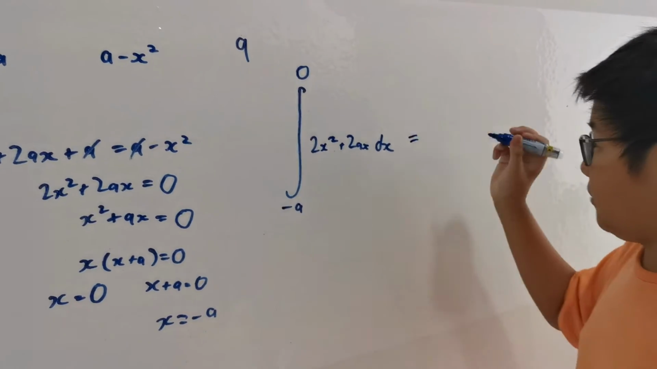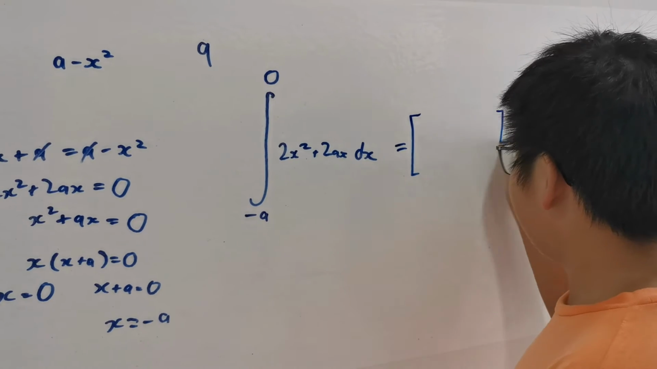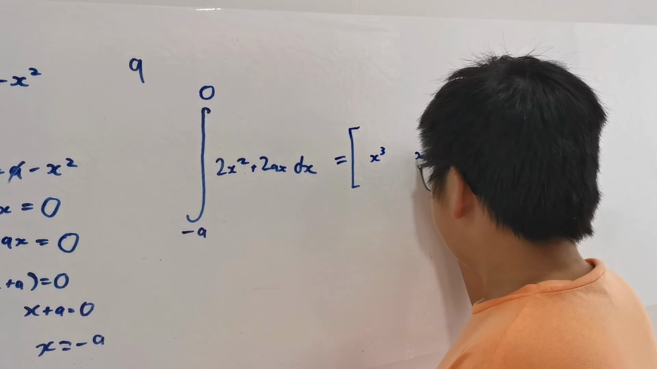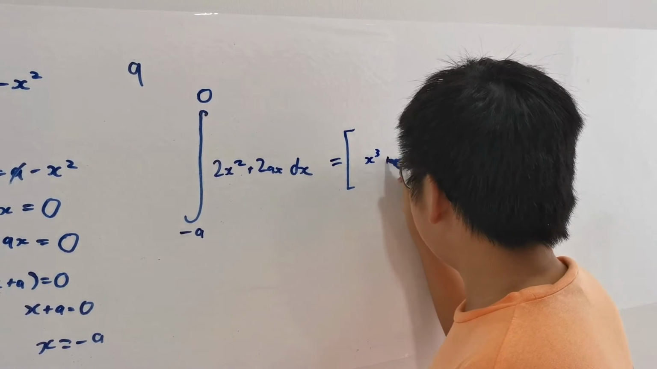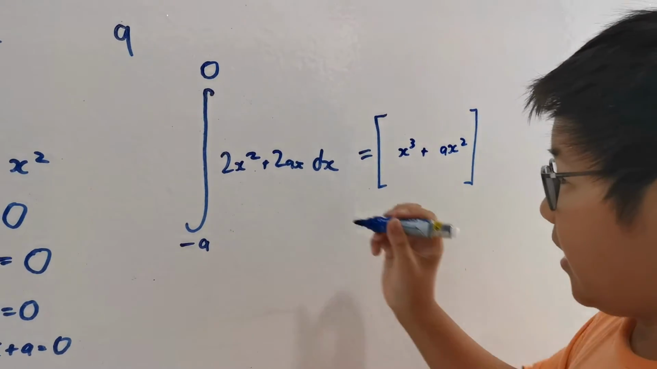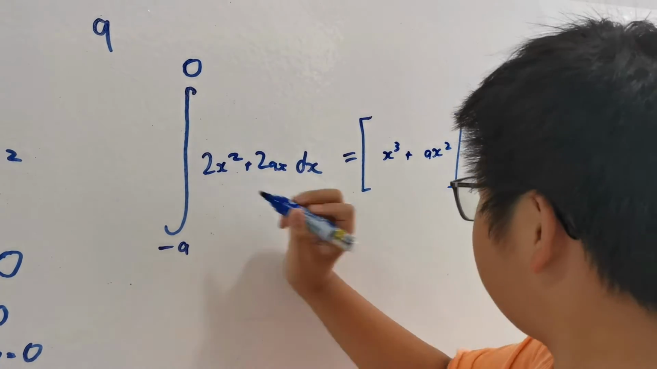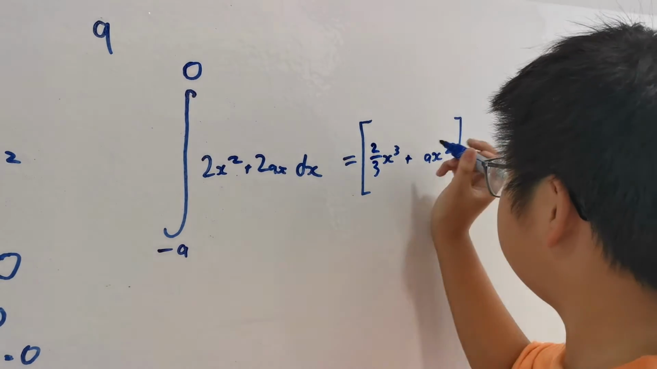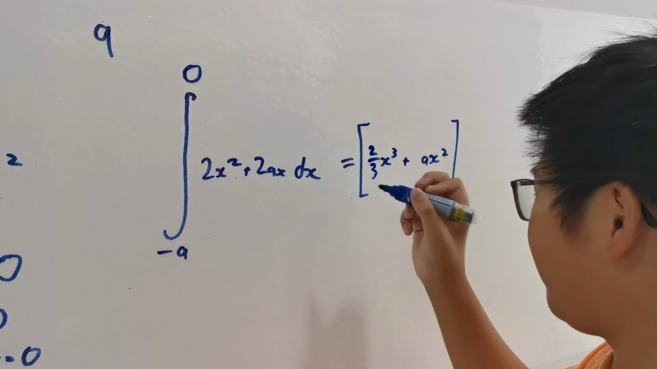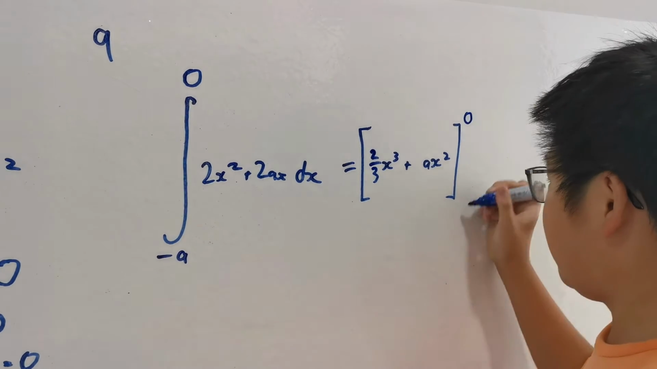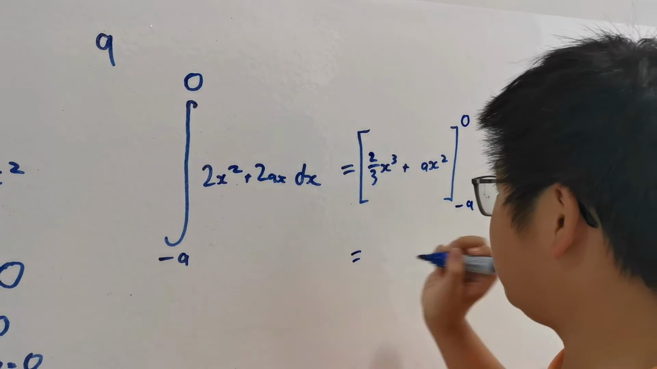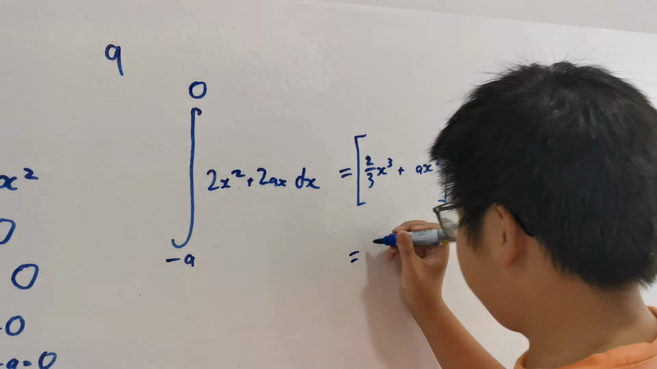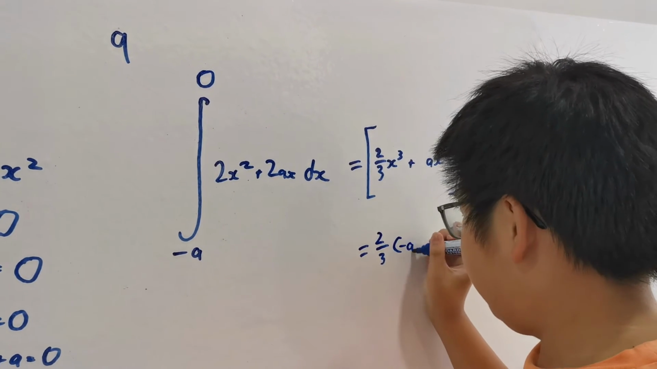Now let's work out this integration. How do we work out this integration? First, we raise the powers by 1, multiply by any constant terms, and take this 3 and bring it below the constant term. And since 2 divided by 2 is 1, we just leave it be. Then we solve it. Note that minus a squared is the same as a squared. So we'll put it here.